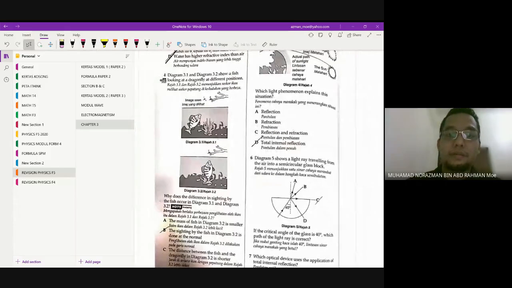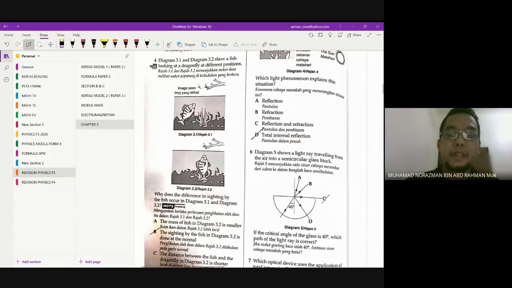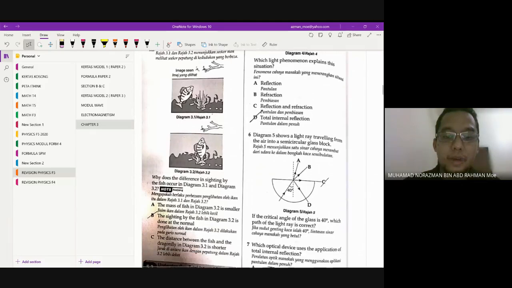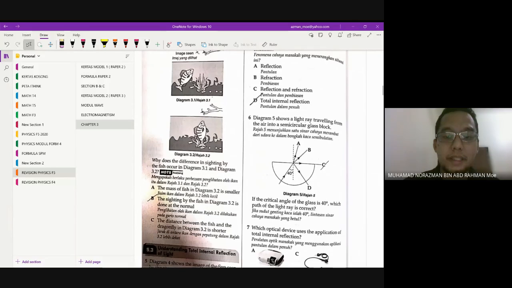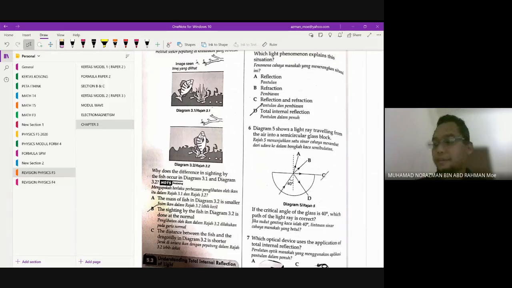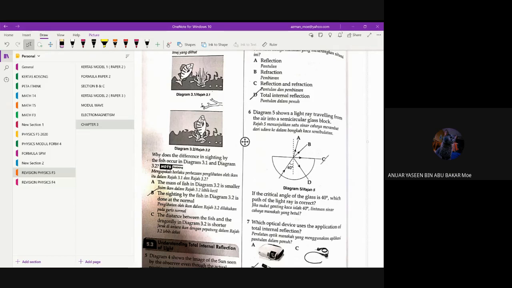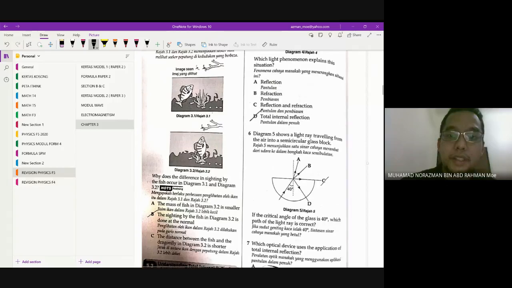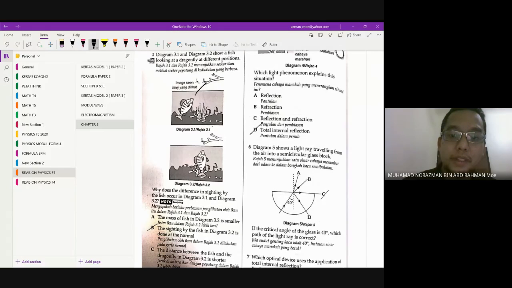Number 4. Diagram 3.1, 3.2 shows fish looking at dragonfly. Why does difference in sighting by the fish occur? Okay, so concept. Concept apa ni? Refraction. Kan? Okay. So, why position dia berbeza? First kita tengok angle dia tengok pun dah lain. Okay, different in angle.